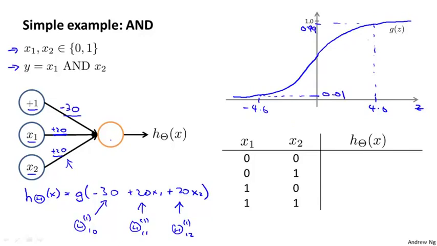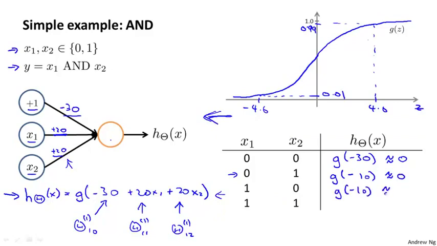Let's look at the four possible input values for x1 and x2 and look at what our hypothesis will output in each case. If x1 and x2 are both equal to 0, then the hypothesis will output g of negative 30. That is very far to the left of this diagram, so it'll be very close to 0. If x1 equals 0 and x2 equals 1, then this formula evaluates to g, the sigmoid function applied to minus 10. And again, that's to the far left of this plot, and so that's again very close to 0.